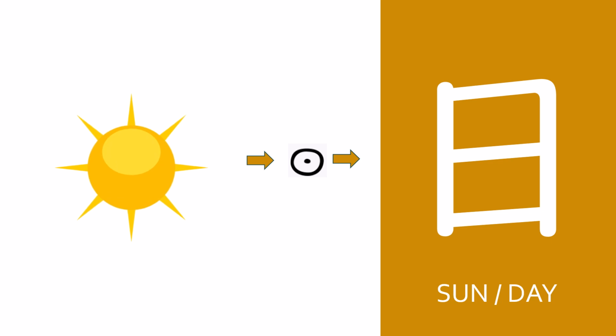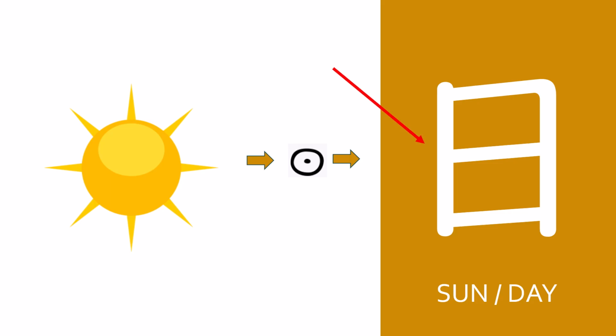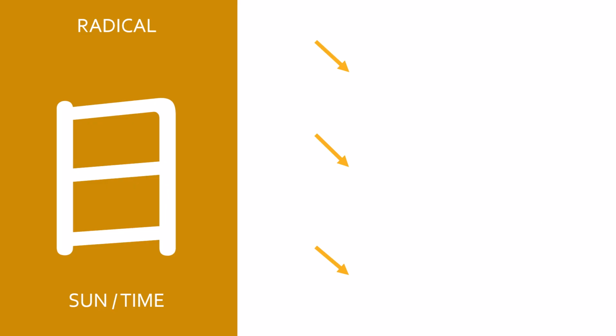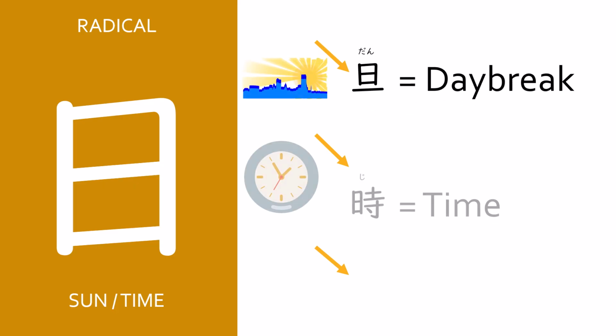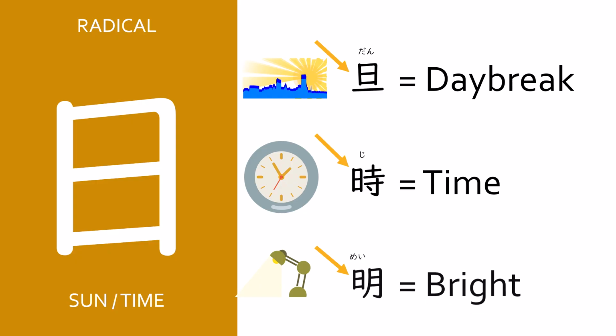This kanji is the pictogram of a sun. The original form was more rounded than the current kanji. Also, a line was added in the center to distinguish it from similar characters. When the kanji for sun acts as a radical, it gives the meaning of sun or time. The examples we have are daybreak, dan, time, ji, and bright, mei.